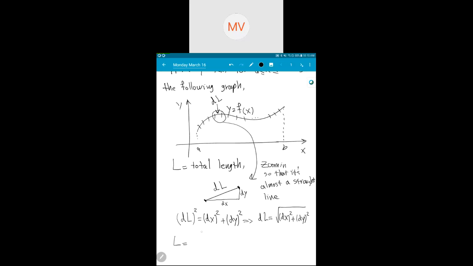So let me write down that detail. The sum of all these dLs, when the magnitude of dL approaches 0, becomes the integration. So what's the integration of dL? But dL was nothing but this square root expression, the square root of dx squared plus dy squared. And we integrate this, of course, from a to b.